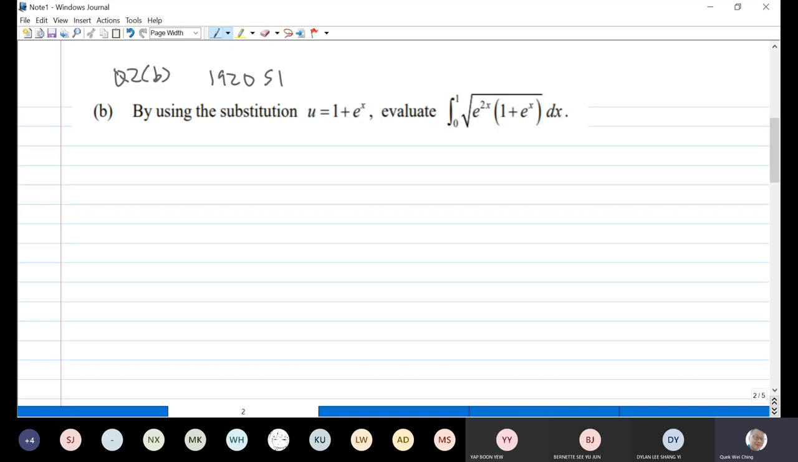They tell you substitution, so let's do substitution, right? So let u equal to 1 plus e^x here. So du/dx is what? Differentiate 1 equals 0, differentiate e^x, okay, this is the differentiation formula. So du is equal to e^x dx.